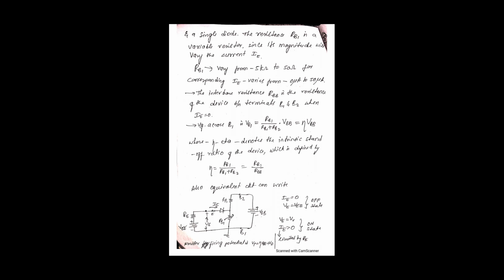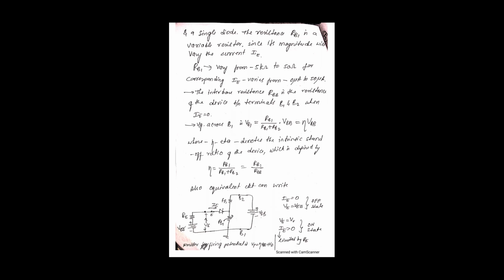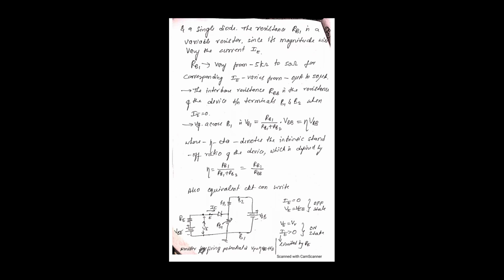When IE is equal to 0, the UJT is in the off state, as long as VE is below the valley voltage. When IE is greater than 0, it is in the on state. Now we will see the characteristics of the UJT.